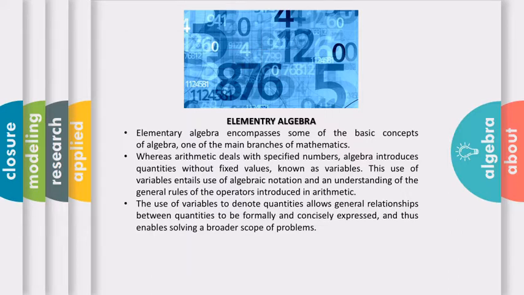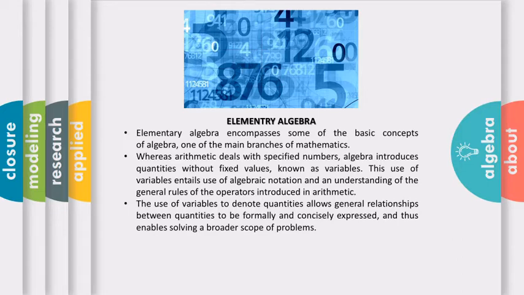Its unique property is that algebra introduces quantities without fixed value, which are known as variables, and they have their own use. This use of variables entails the use of algebraic notation and an understanding of the general rules of the operators introduced in arithmetic. So what we are operating in arithmetic and combining those two things, like arithmetic plus algebra, it means constant plus variable. When we are combining these two and operating, we have a wide variety of use.